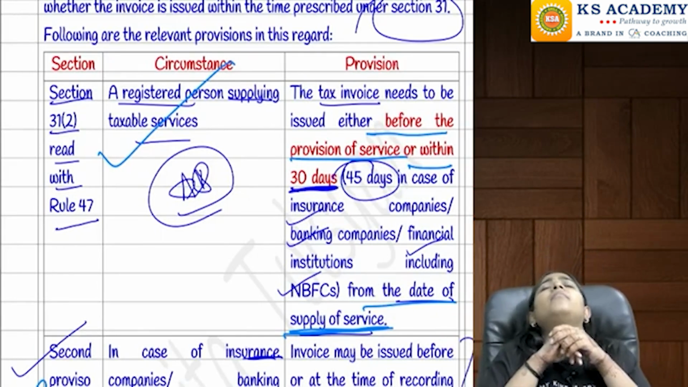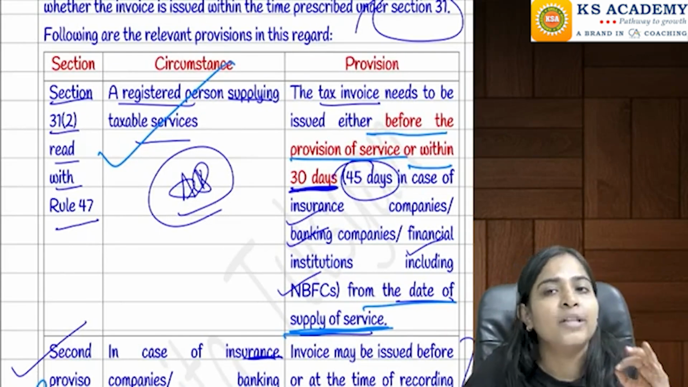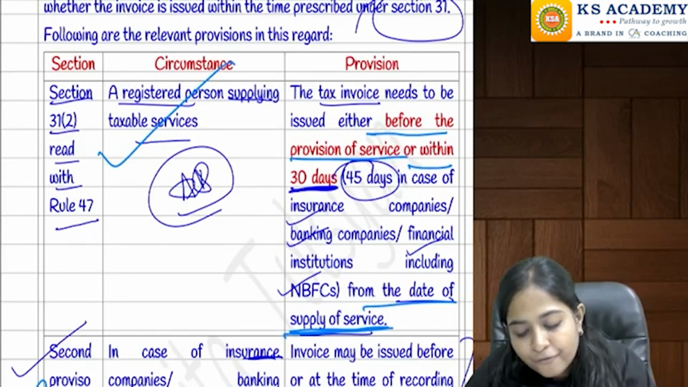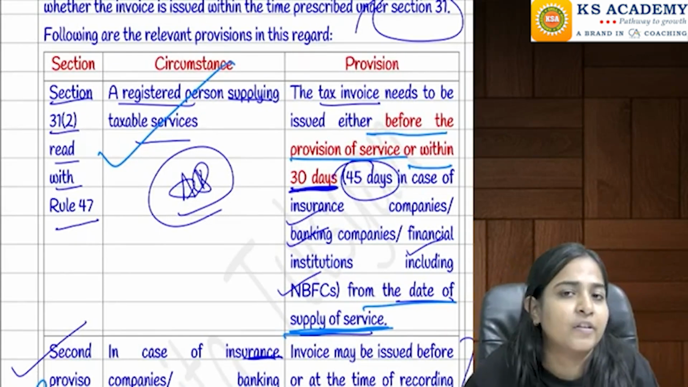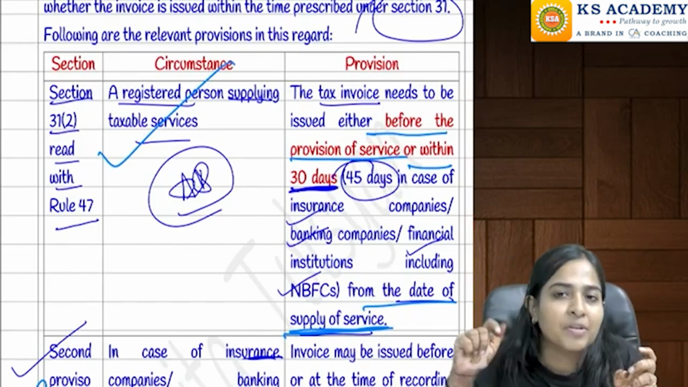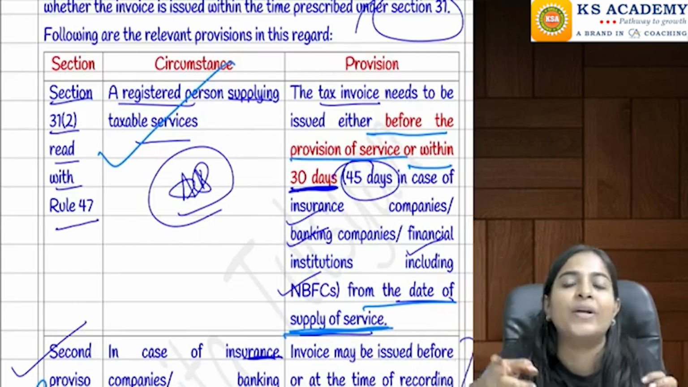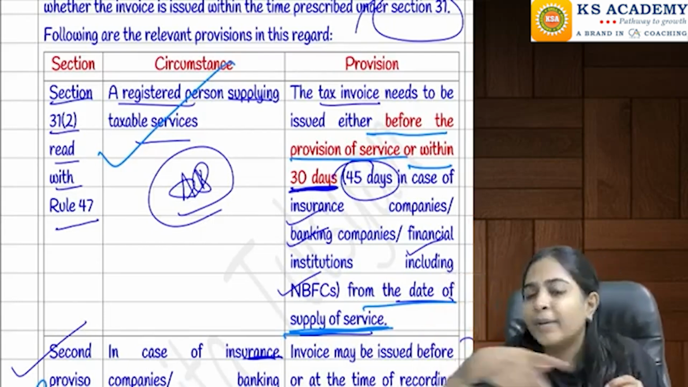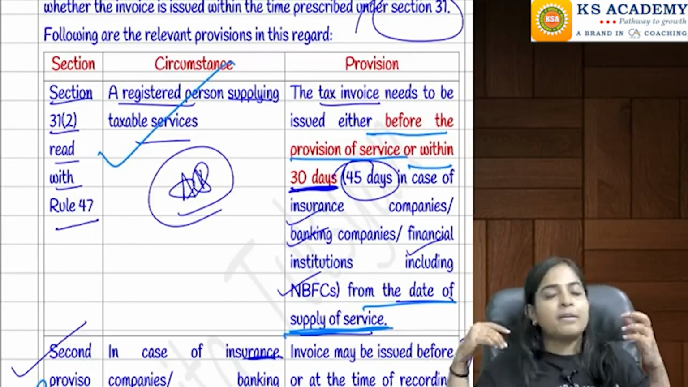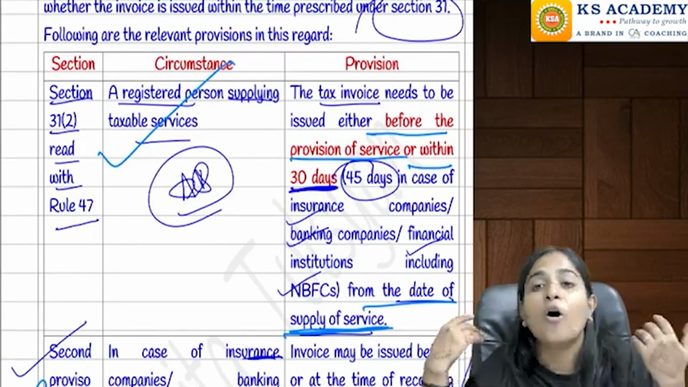Okay, everyone here, normal, a supplier providing services. So the invoice should be issued on or before the completion of the service, on or before the provision of the service, or within a time period of 30 days from the date of supply of service. But in case of a banking company, insurance company, including NBFC, instead of 30 days, it is going to be 45 days. Let's say the supplier is banking, insurance, telecom, financial institutions, or any notified supplier.